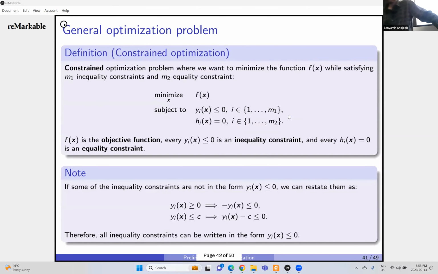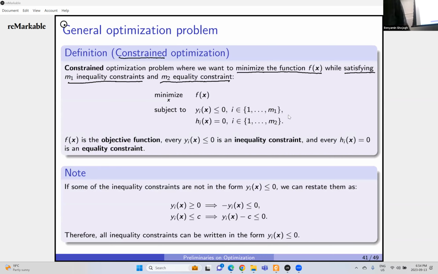Okay, now constraint optimization. Constraint optimization problem is where we want to minimize or maximize the function f while satisfying several inequality constraints and several equality constraints. What do you mean by inequality constraints? Assume some expression of the x less than or equal to something, or greater than or equal to something. These are inequality, right? Equality constraints, what do I mean?